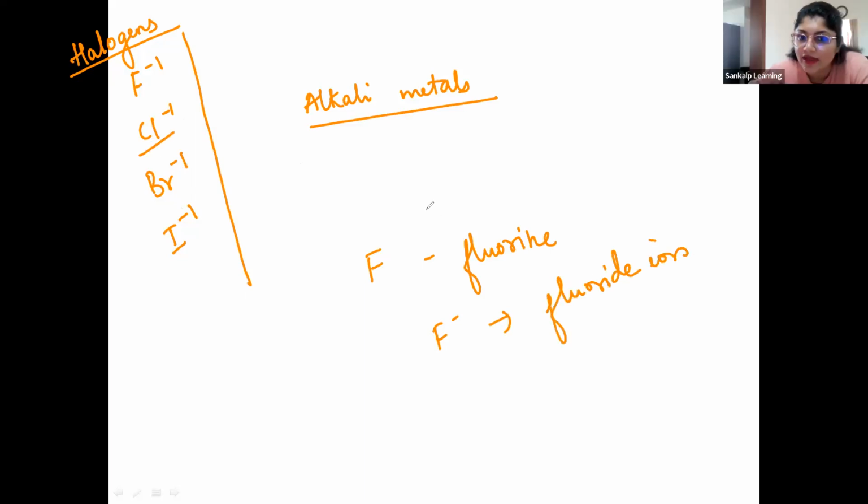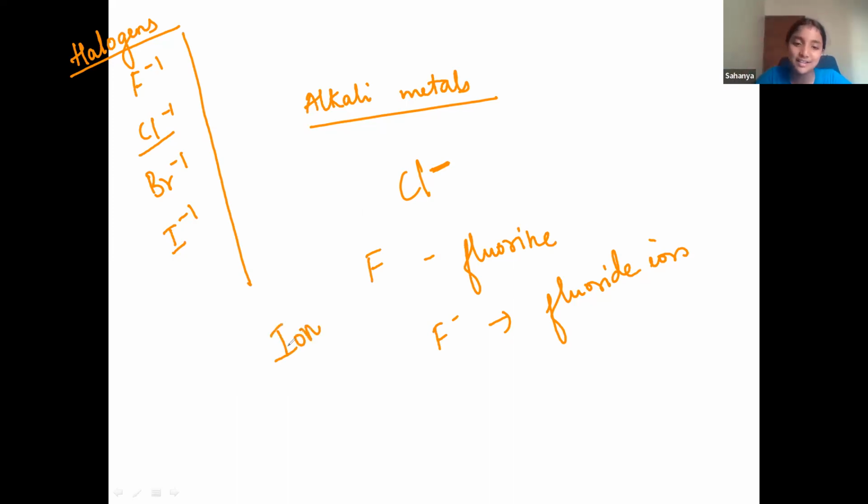Similarly, Cl is chlorine, and this is chloride ion. But what is ion actually? Because it is having a negative charge. Ion, we have studied ionic. Our teachers used to teach about ion first, and then the second time they told us to spell it as iron, without that R in it. Okay.